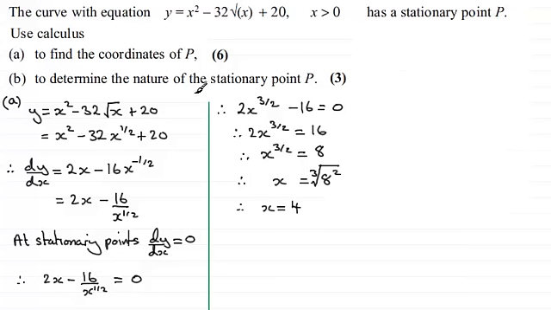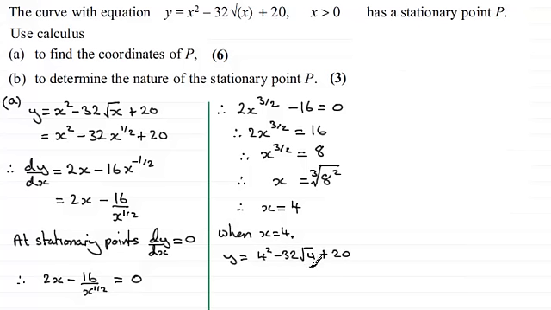And we need to find the coordinates of this stationary point P, so we need to find out the y value when x equals 4. So when x equals 4, all we've got to do is substitute this into our equation for y, which will take this one up here. So it's just going to be 4 squared minus 32 times the square root of 4 plus 20.